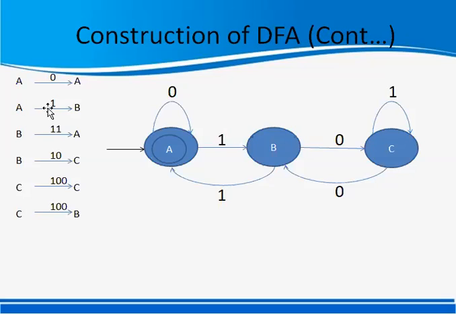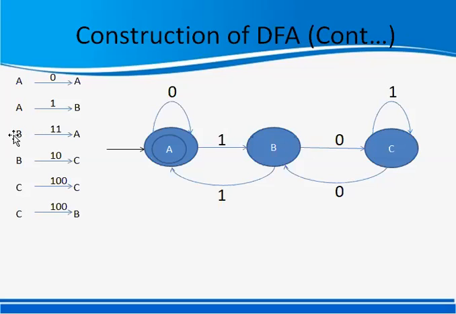Now from state A on input 1, when we divide 1 by 3, it gives remainder as 1. So here the state B represents the set of all strings that generate remainder as 1. So from state A on input 1, our next state will be B.